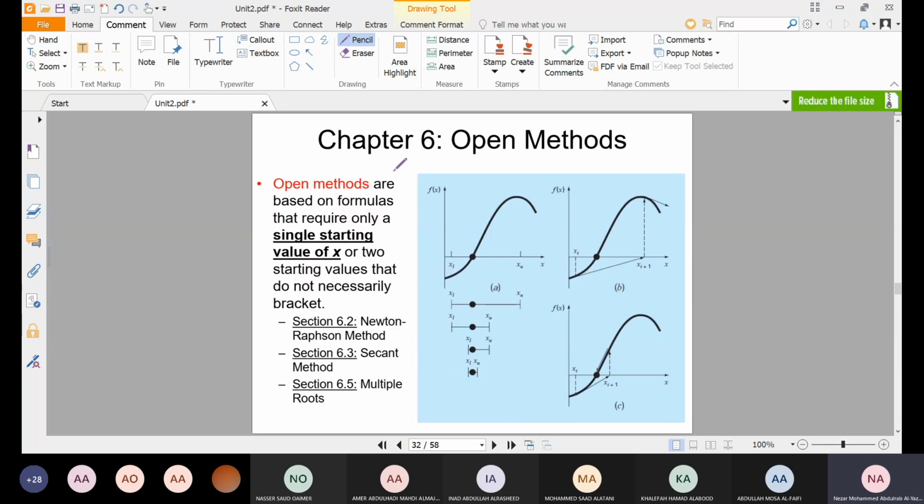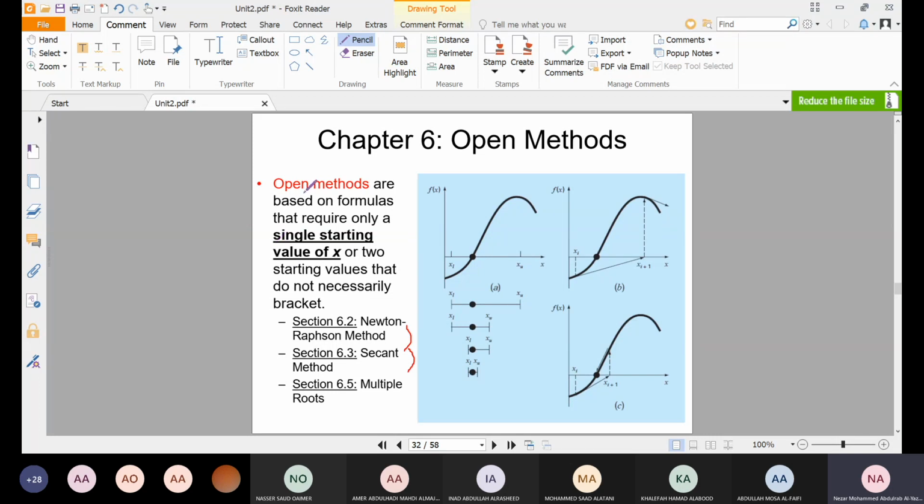During this chapter, we will study 2 basic methods: the Newton-Raphson method, and the second one, the secant method. And after that, we look for modifications to these 2 methods to solve the problem of multiple roots, instead of having only 1 root. We need some improvement to these two methods to solve the problem of multiple roots. We just make a modification to these two.